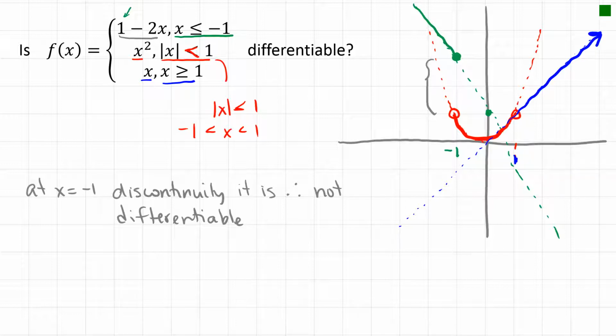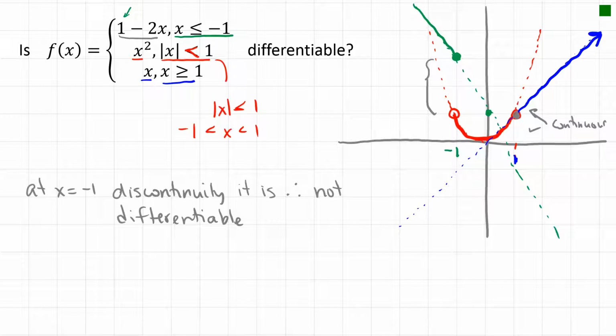Now the next thing to check is the other point. This is continuous here, and this one right here, because it goes from the red parabola to the blue straight line and there's no gap. So it's continuous here, which means that technically there is a possibility we can take the derivative. But is it a smooth transition? So is there a sharp corner or not?